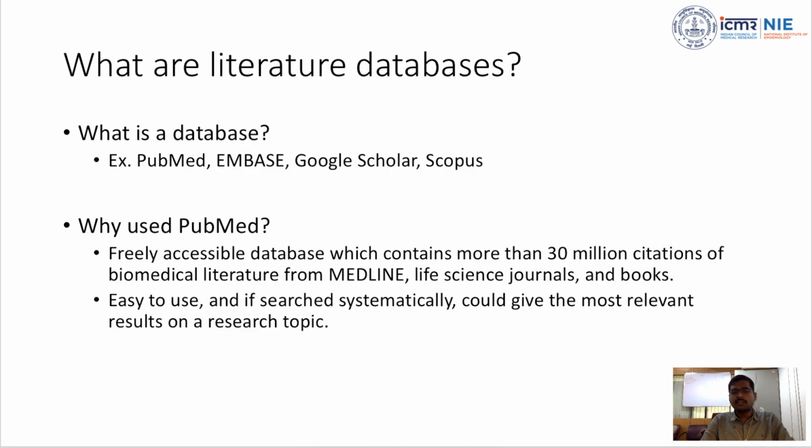So what are the areas, or what are the websites that we go to search for literature? The most common is PubMed, but there are also other databases that you have to understand. Why use PubMed? Because it is free and it has more than 30 million citations, which is specifically focused on biomedical literature. That is why we first go to PubMed.